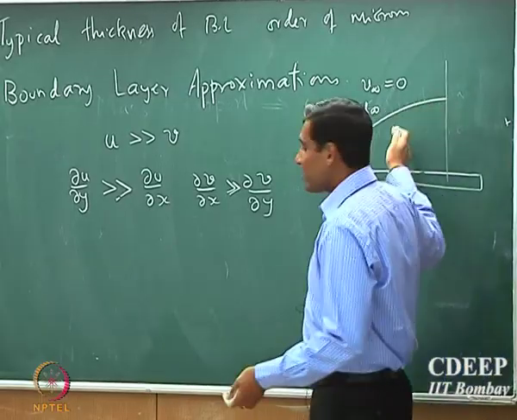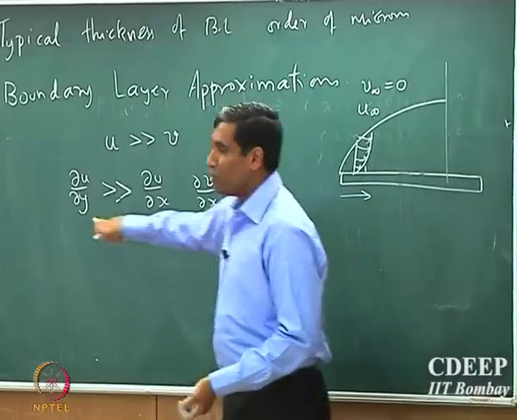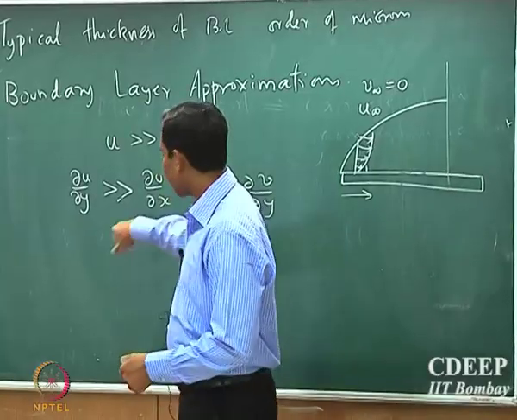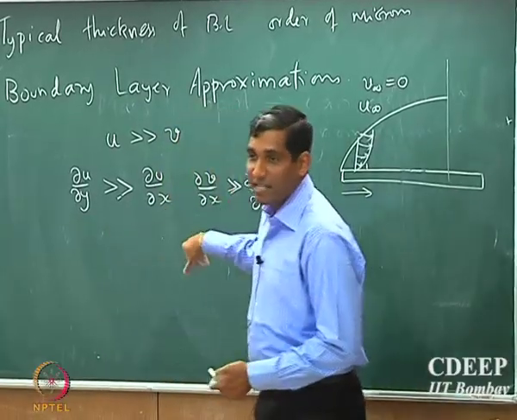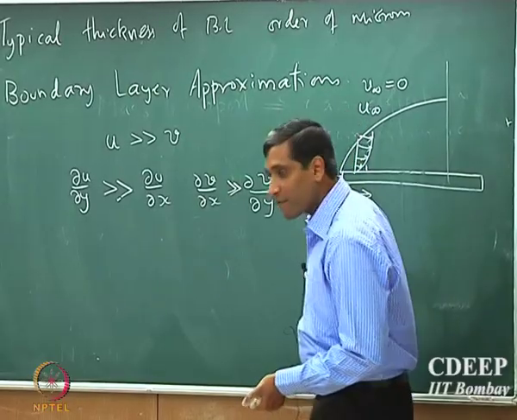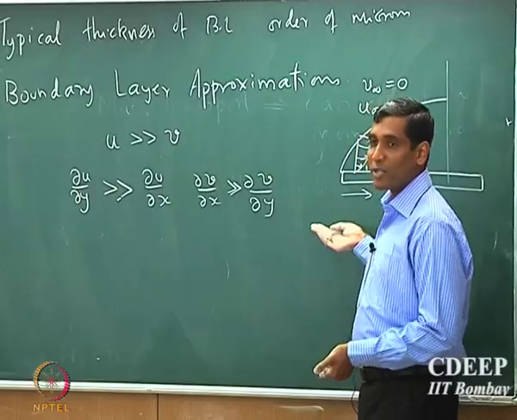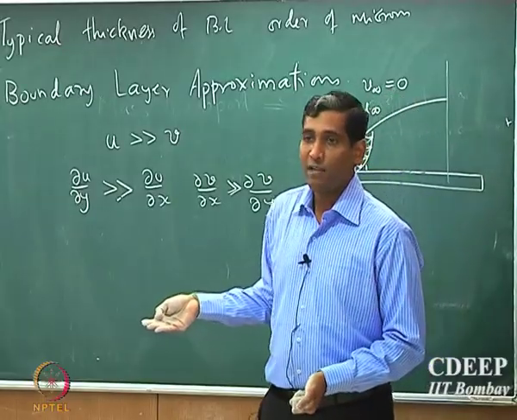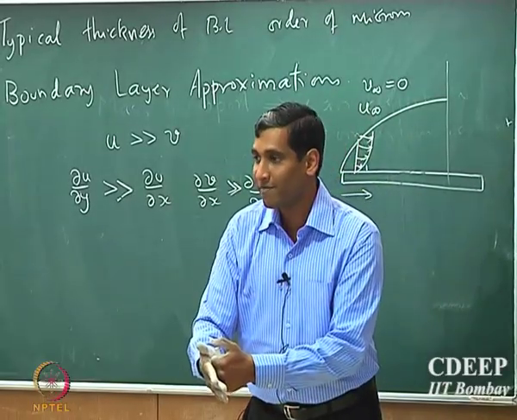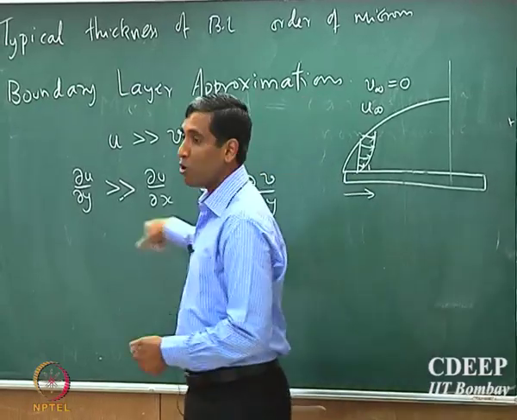But even inside the boundary layer, du by dy, that is the y gradient of the x component velocity, is always much larger than the x gradient of the x component velocity and all other gradients because of the wall shear. That offers a significantly higher friction than the shear that would be offered by the fluid to its own particles, and that is why this gradient is always larger.